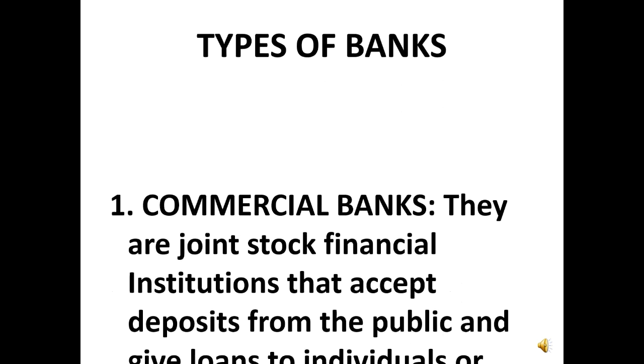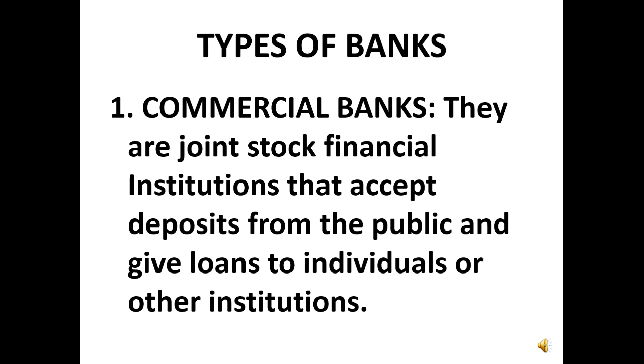Types of banks. The first one we're going to consider is the commercial banks. Commercial banks are joint stock financial institutions that accept deposits from the public and give loans to individuals or other institutions. So they are banks that accept deposits, people keep money with them, and then they give loans to the public or other institutions. They are joint stock because they are companies owned by shareholders.